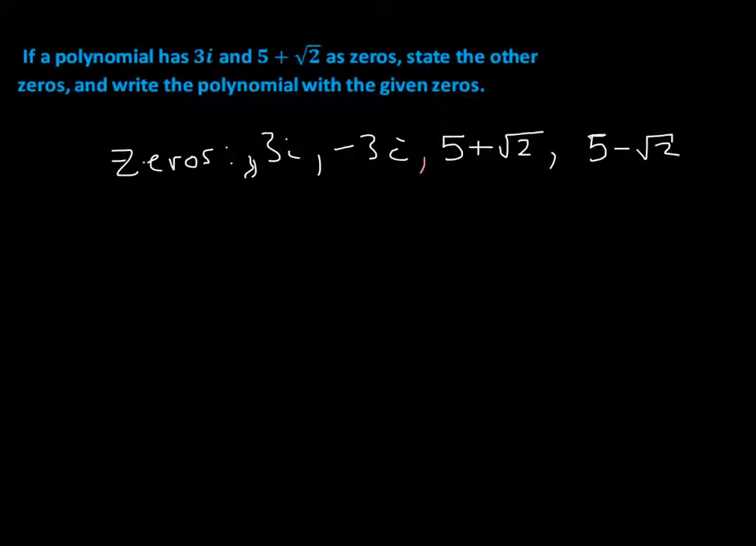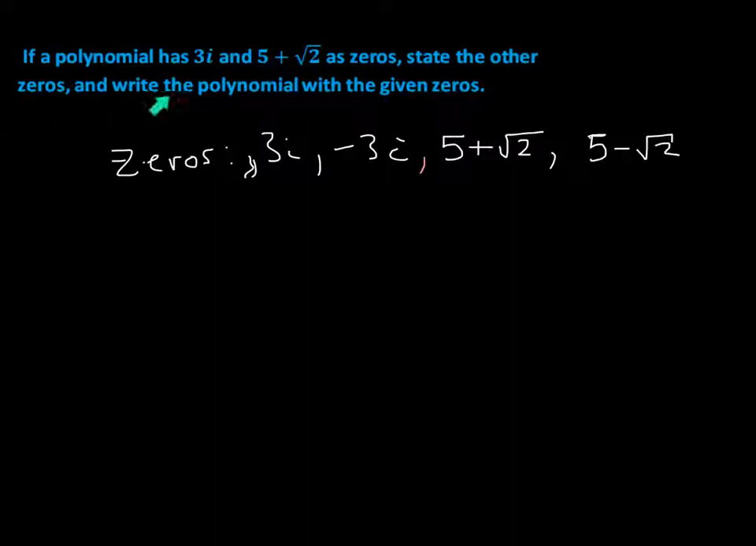So that was the easy part. If you have 3i and 5 plus radical 2, they have to come in pairs. Note that this isn't the case with whole numbers, so if we have a zero of 3, it's not necessarily true that we're always going to have negative 3. The only ones that come in pairs are imaginary and ones that have radicals, okay? So that's really, really important.